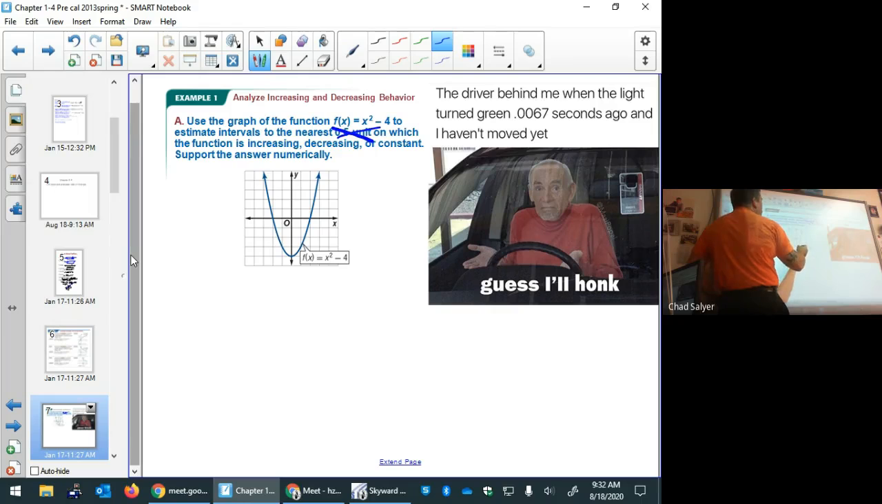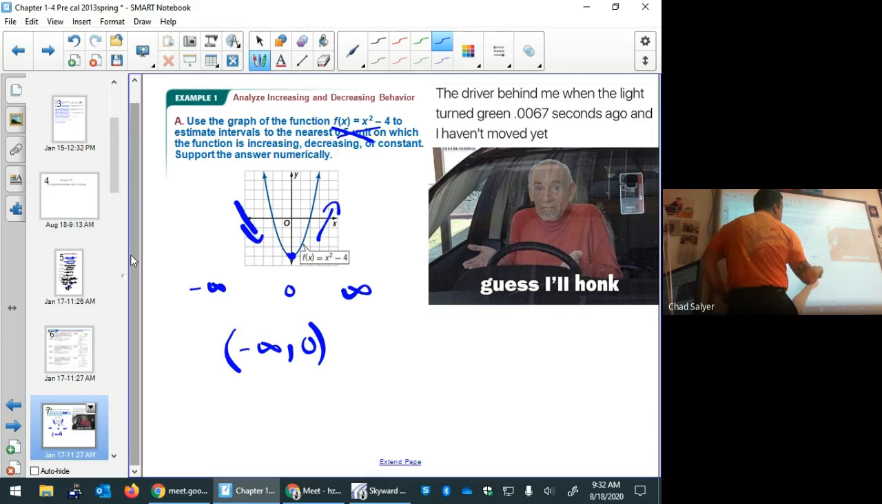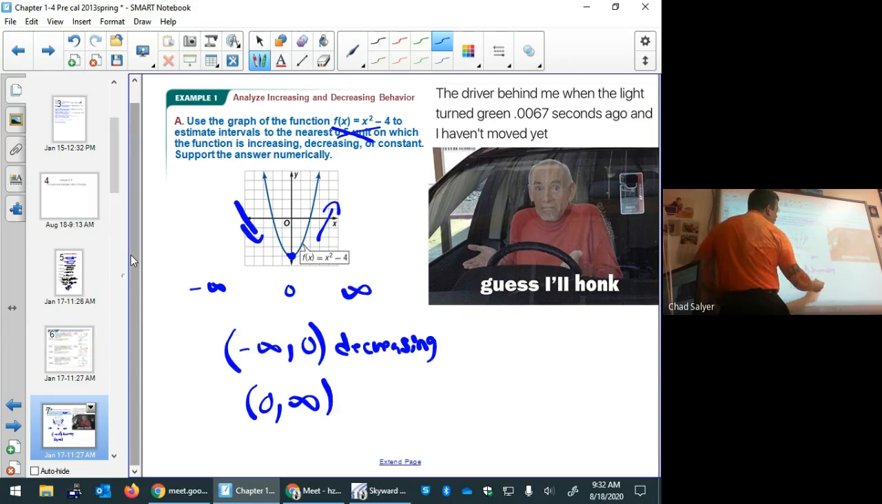Okay, so first of all, it appears to be decreasing from negative infinity to 0, and then increasing from 0 to infinity. So I'm going to say from negative infinity to 0, it is decreasing. And then from 0 to positive infinity, it is increasing. So we describe two intervals of behavior. Decreasing from negative infinity to 0, increasing from 0 to infinity.